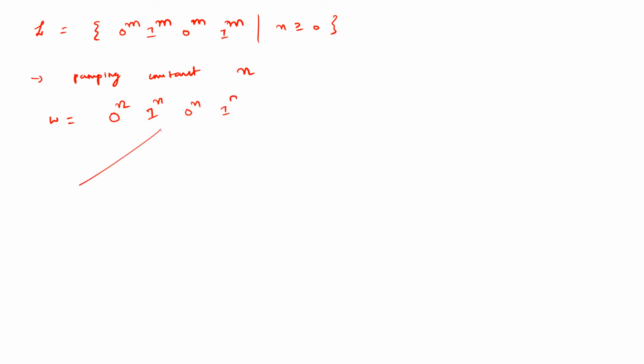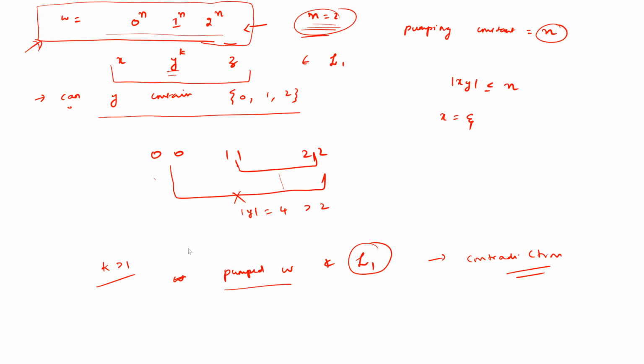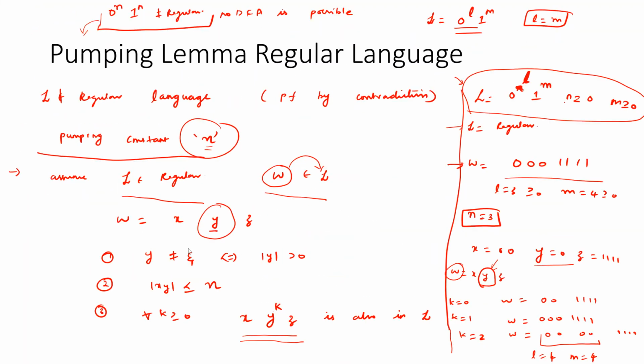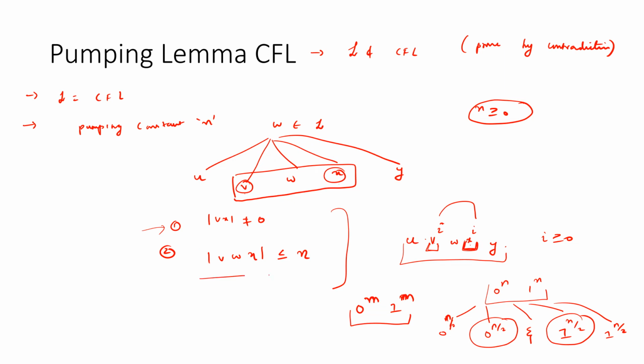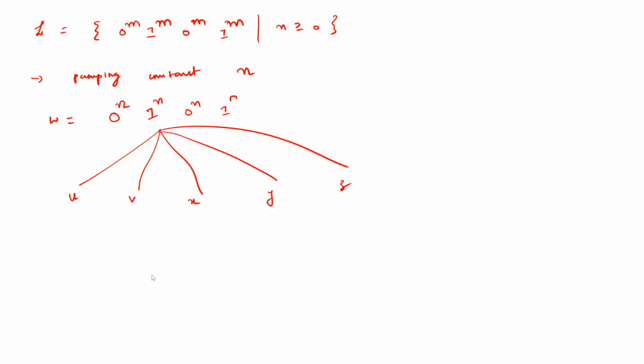Now can you propose a partition scheme for this string into four parts? What are the constraints? The middle part cannot be greater than n. That is the constraint, and v and x together cannot be 0; the length of v and x together cannot be 0. Now let us take vxy and argue. So vxy should be less than or equal to n.